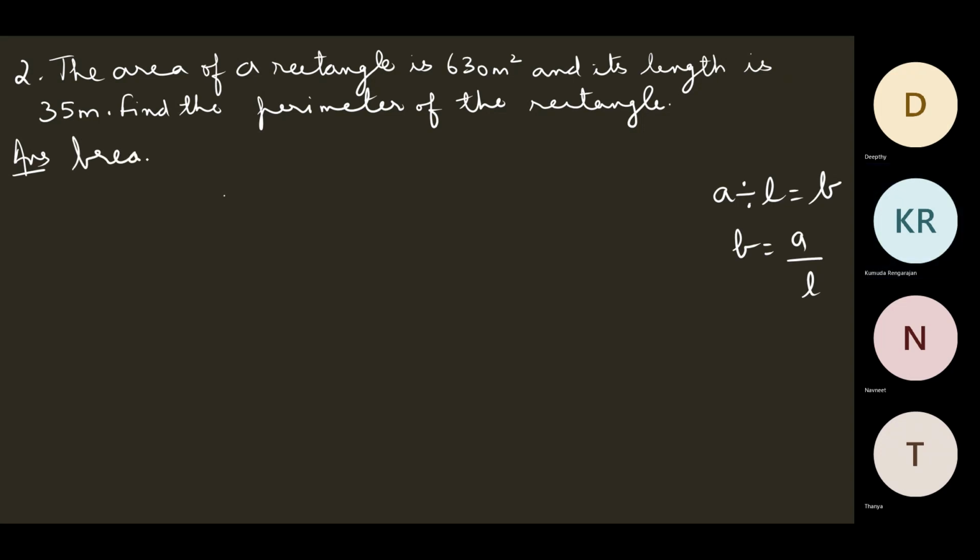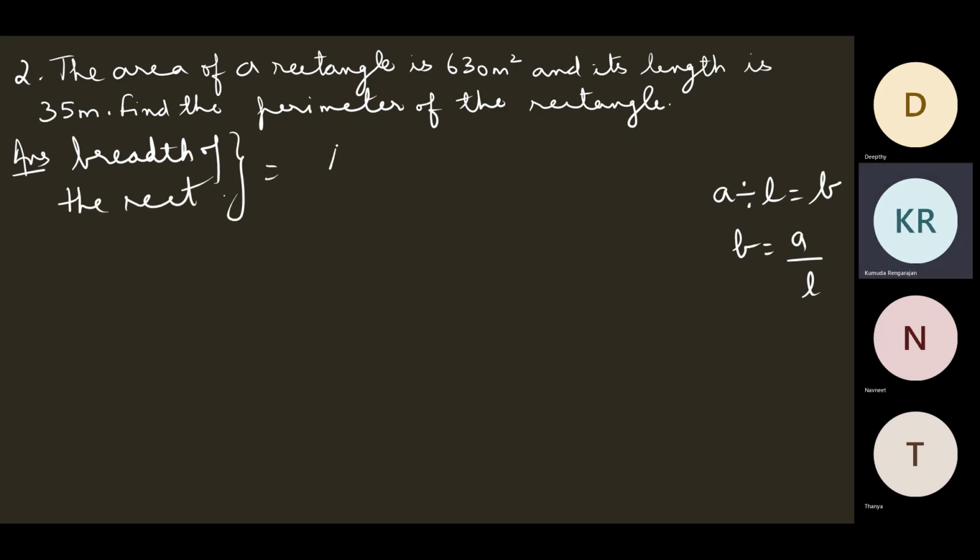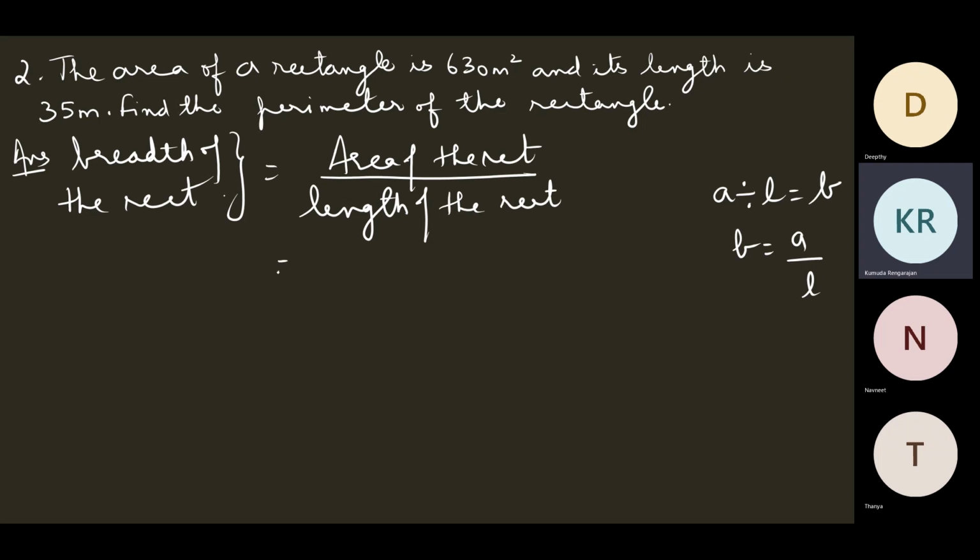So now write that here. Breadth of the rectangle is equal to area of the rectangle divided by the length of the rectangle. Area is 630. The length is 35. And on dividing, what do you get, children? Write all this, and then complete and find the perimeter of the rectangle. You can complete the answer. Finish it and tell me.